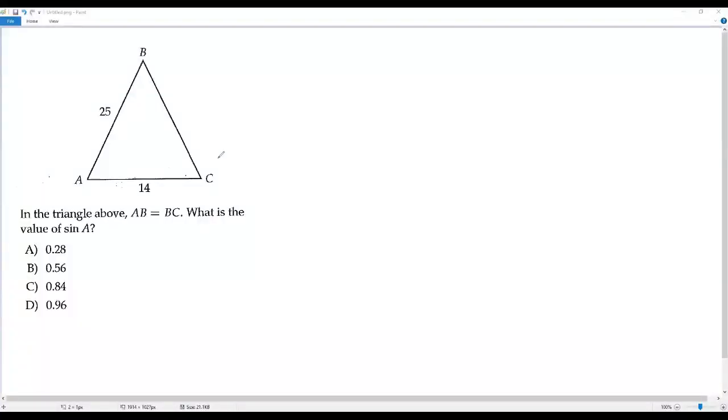Here we have an SAT math question. There is a triangle given. In the triangle above, AB equals BC. What is the value of sine A? In this triangle, the length of the side AB and the length of the side BC are equal.